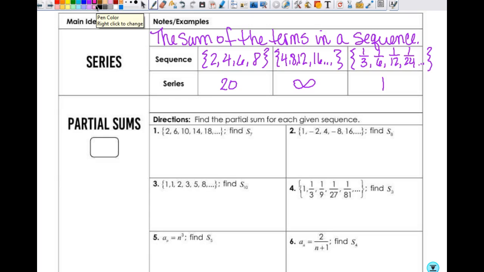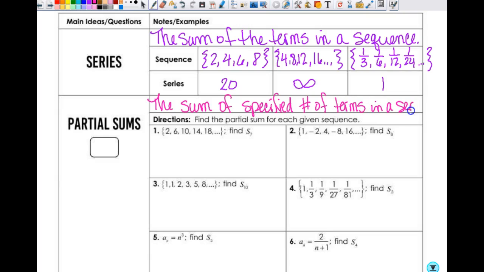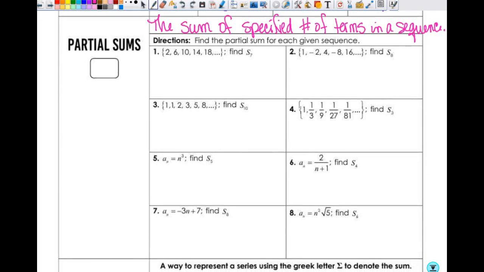Okay. All right, so we can also have partial sums, because maybe it is an infinite sequence, but we don't really want the sum of the whole thing. So a partial sum is the sum of a specified number of terms in a sequence. So maybe it's not every single term in the sequence, just a specific number. And so this would be a capital S with a subscript n. So the sum of however many terms. Okay.